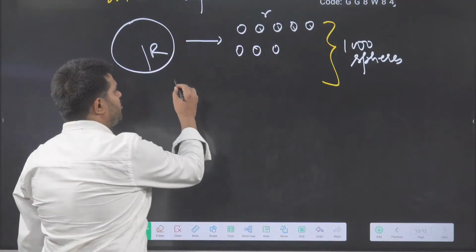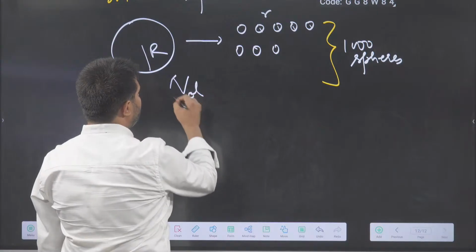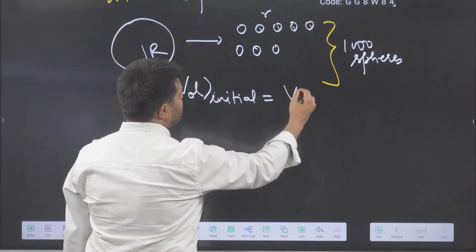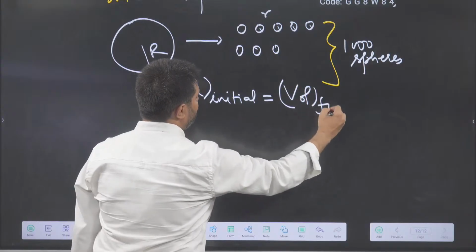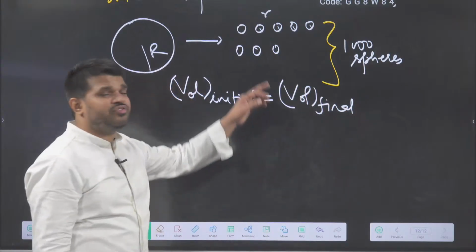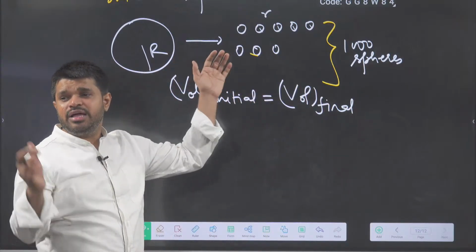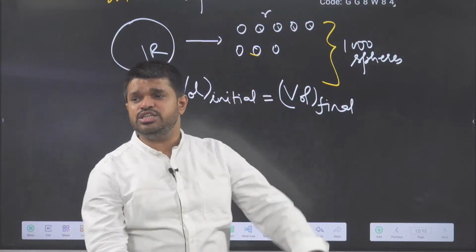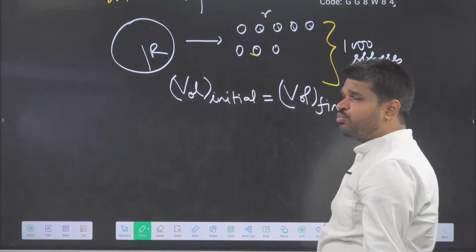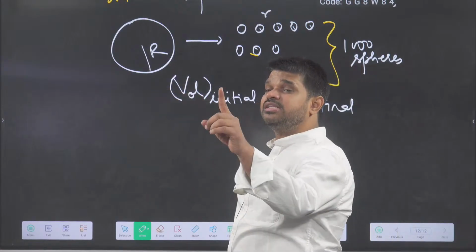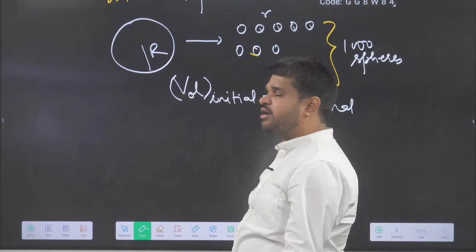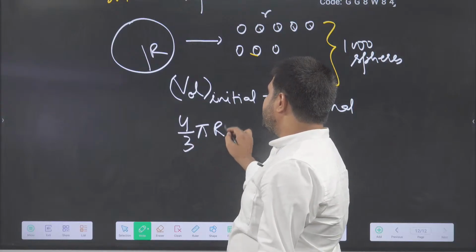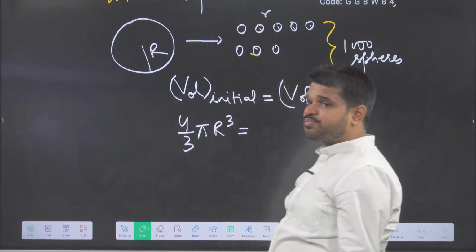So remember, initial volume must be equal to final volume. Why? Because these spheres are made from the bigger one. If I recombine them, they will again form a big sphere. So initial volume must be equal to final volume. Initially, there is a single sphere of radius capital R. So what will be its volume? 4/3 pi capital R cube equals.